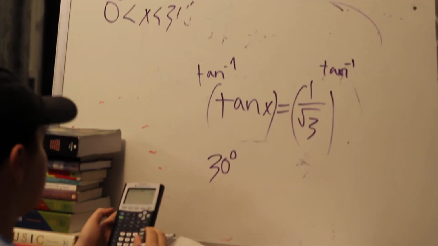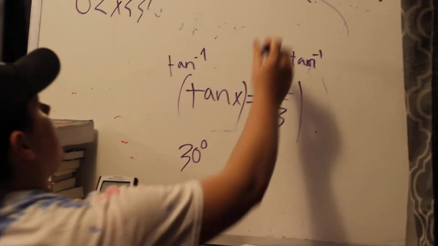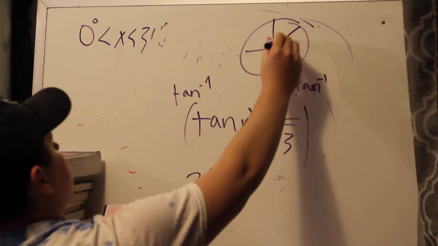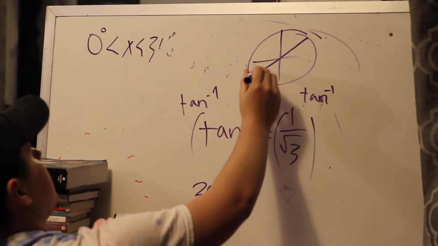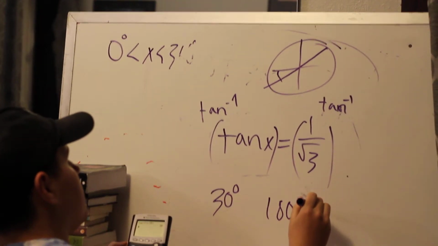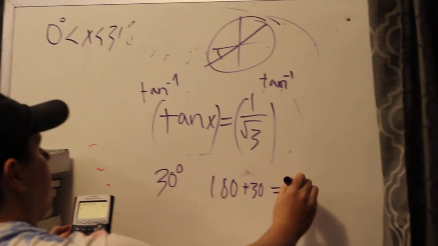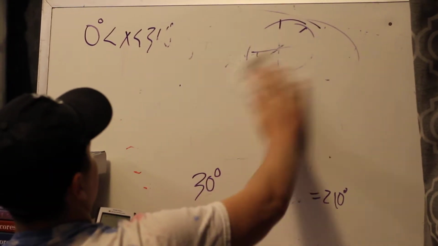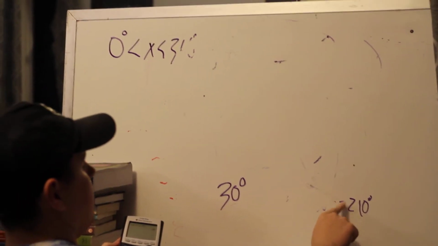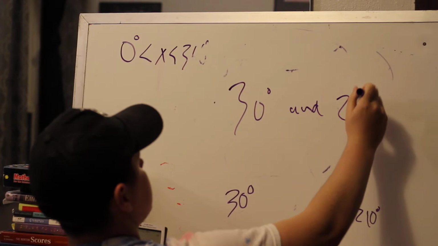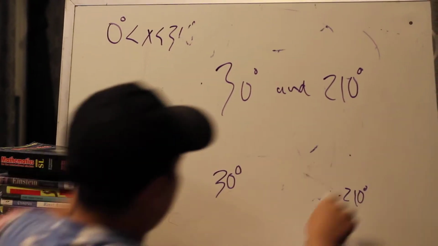Now we know that there's another solution because tangent, as we look at the unit circle, is going this way. If it's 30 here, there has to be a value here as well. So we take 180 plus the 30 to get 210. Those are our two answers for x in terms of degrees for that problem: 30 degrees and 210 degrees. Perfect. Moving on to the third example.